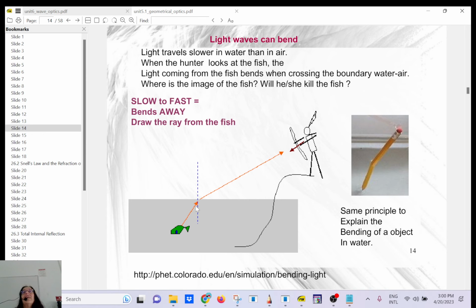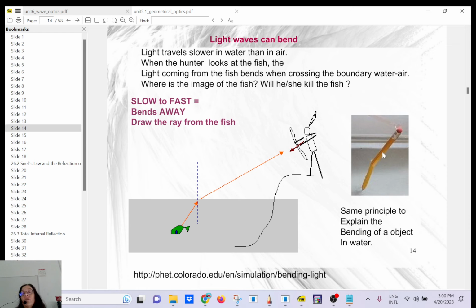And you miss the fish. But then when you get some practice, you know that you have to go a little bit further down and then you get the fish. So whenever you see the fish, you go a little bit further down. Right? So here we're going to see a ghost fish. It's called a virtual image just above the real fish. That's because of refraction.